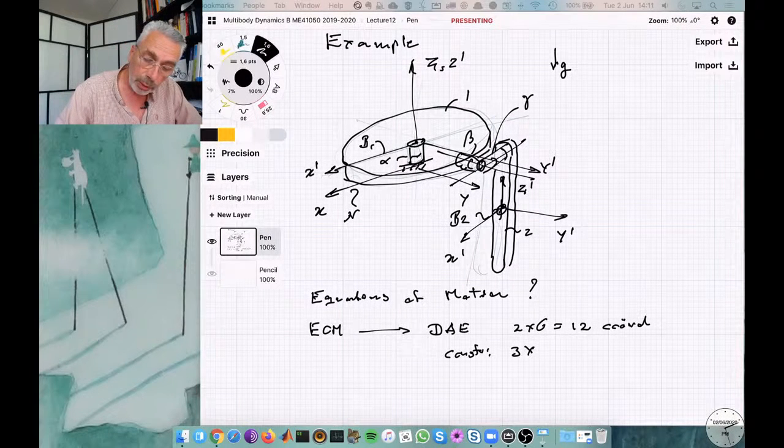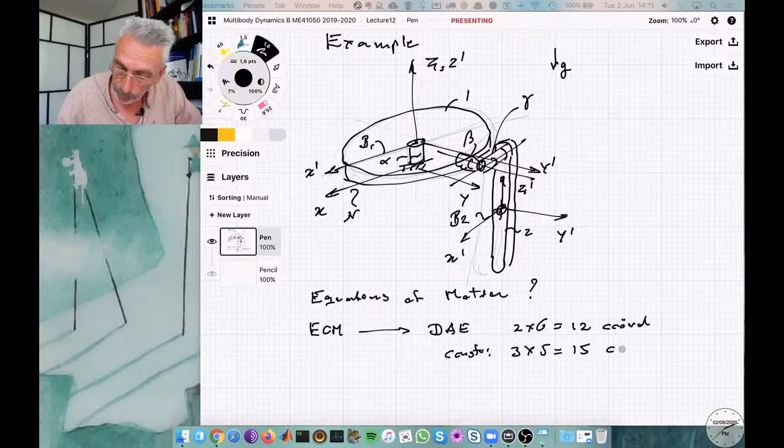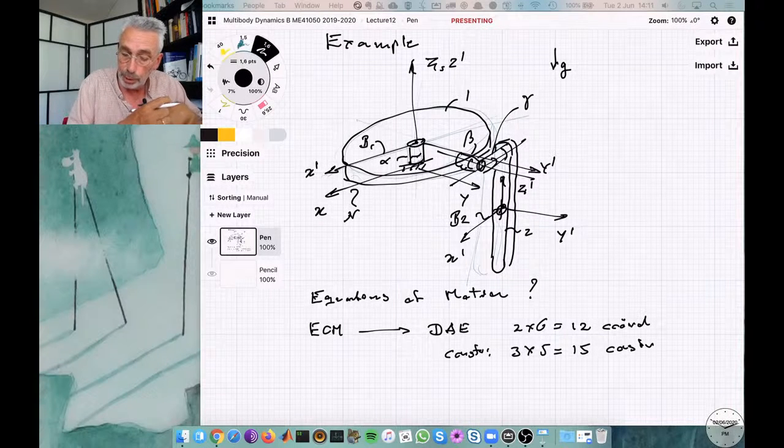Now we have 1, 2, 3 of these hinges. So 3 times 5, yeah. So we get how many? 15 constraints, right? So then how many degrees of freedom are there remaining in our system?